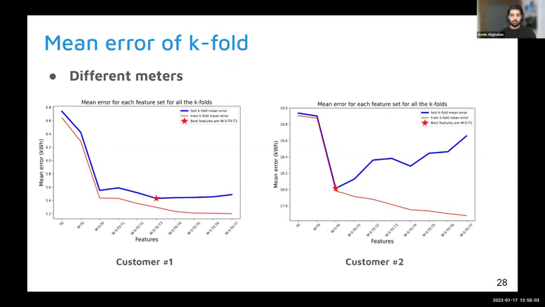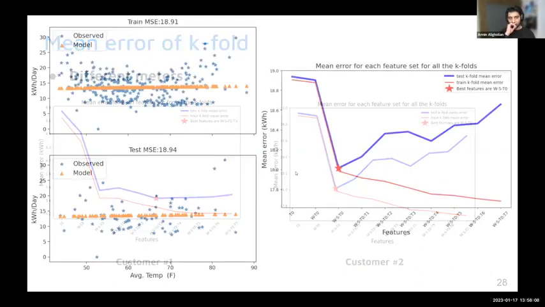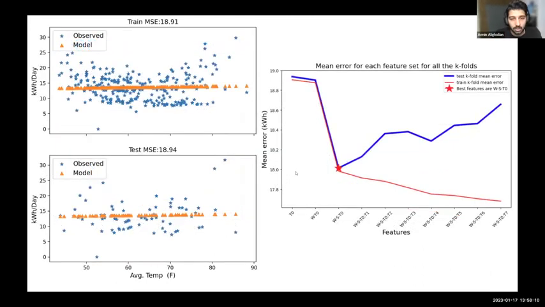In order to show a little bit more detail, I'll zoom in on one of these meter IDs. On the left side, again, as Adam showed before, we have the consumption on the y-axis and temperature on the x-axis, but the top model is for the train data set, for one of those k-folds, and the test data set is on the bottom.